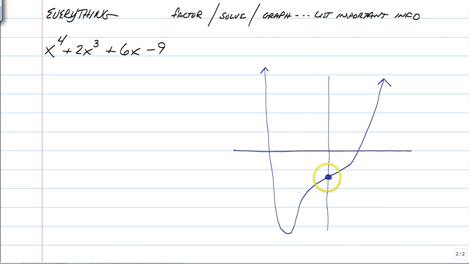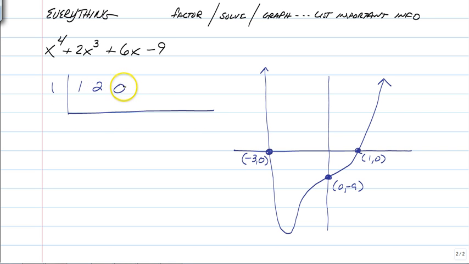Right off the bat, you could have seen that this is a 0, -9. And then the only two answers that work out nice are either doing synthetic division with a -3 or a 1. So you can pick either one of those. I'm going to pick the 1. This is 1, 2, 0, 6, -9. You are never allowed to skip. So this is a 0x squared in the middle because x squared got skipped over.